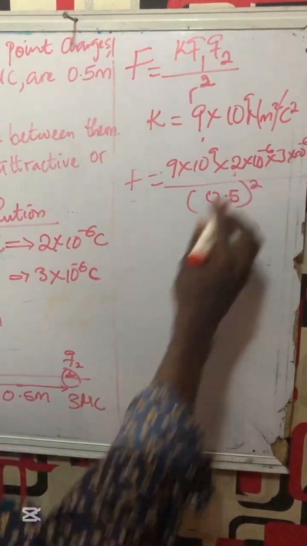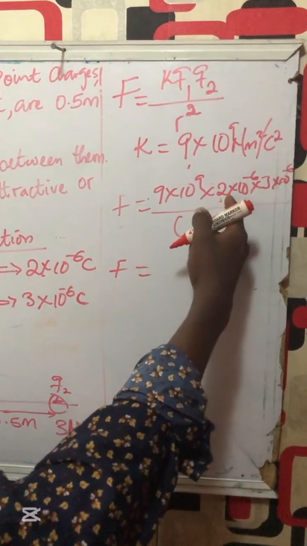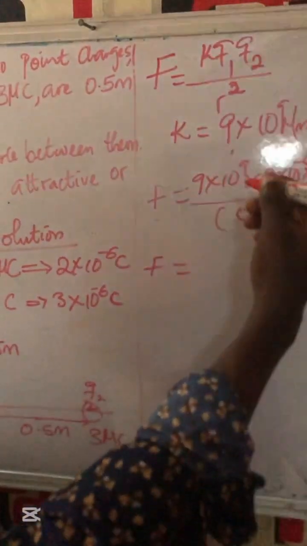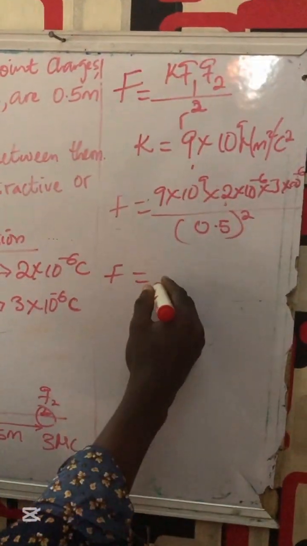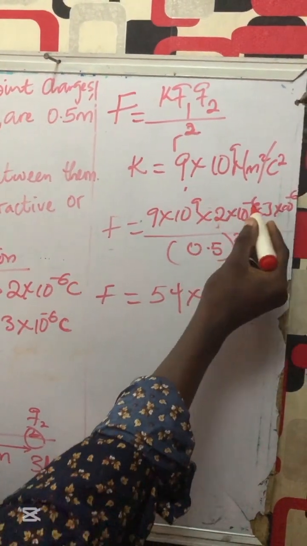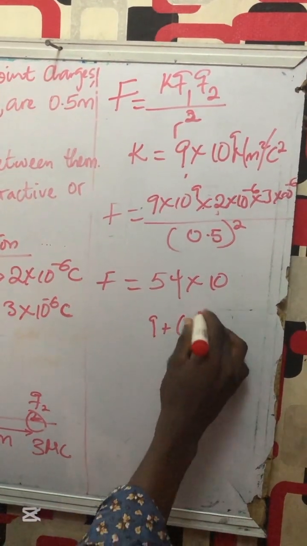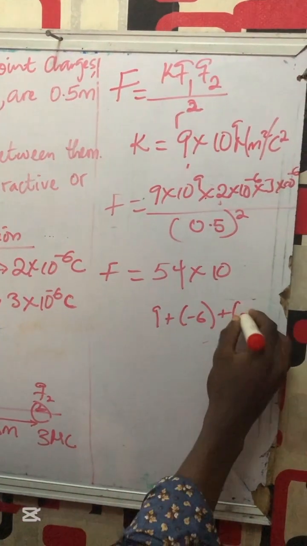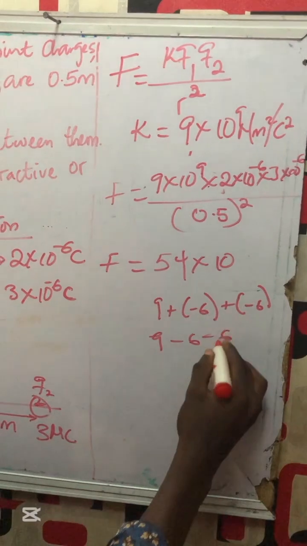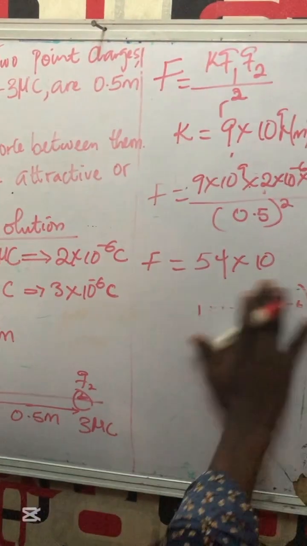then everything all squared. So we have F equal to, now 9 times 2 times 3. 9 times 2 is 18, and 18 times 3 is 54. That is 54 times 10 raised to the power 9 plus minus 6 plus minus 6. So that is 9 minus 6 minus 6, which is 3 minus 6, that is minus 3.